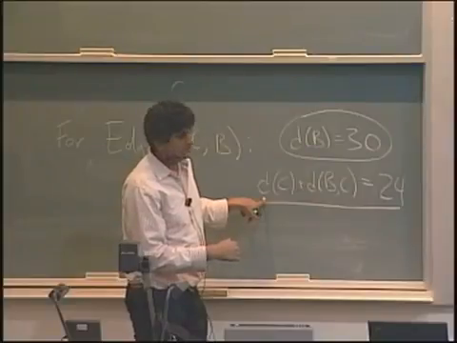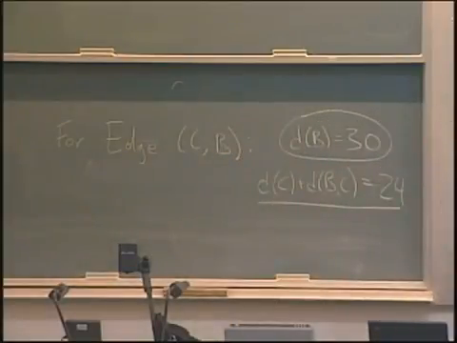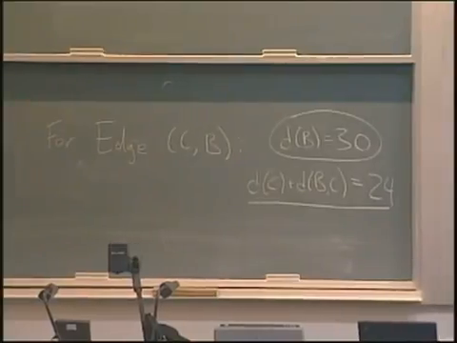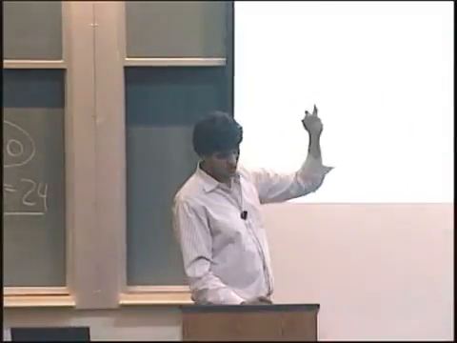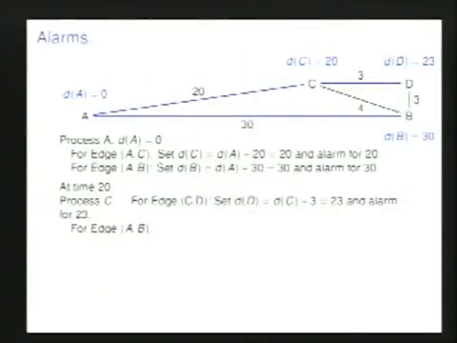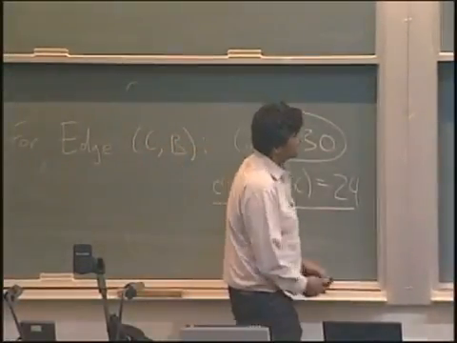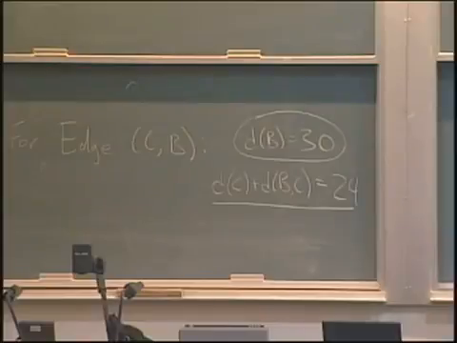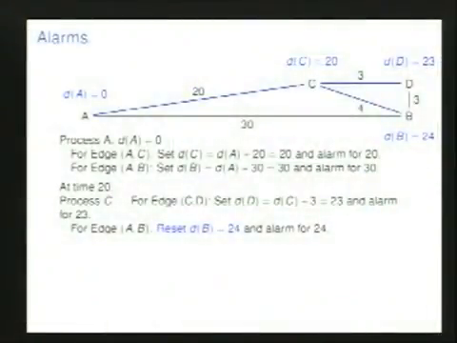This is exactly the subtlety in the San Francisco graph too. What I've discovered is a path of 2 hops, which is shorter than a path of 1 hop. That's what this is exactly doing for you. This step is what allows you to find shorter paths that actually use more edges. This is the power of that; this is where you get that extra benefit. So reset D of B to 24, and you have to reset its alarm.